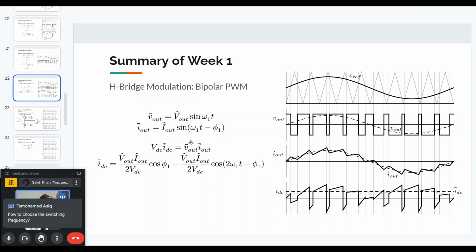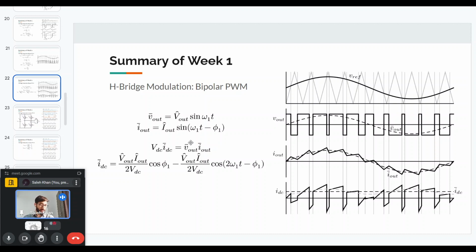How to choose the switching frequency? Ideally we would like to have as high a switching frequency as possible because that reduces the requirement of the filter size. But practically, the switching frequency leads to more losses in the switching devices. In this analysis we were assuming that our devices are ideal, but practically, whenever the devices turn on and off, they will have some losses associated with them. Those losses lead to more heat, and if the switching frequency is too high, the devices will generate too much heat and they can get damaged.